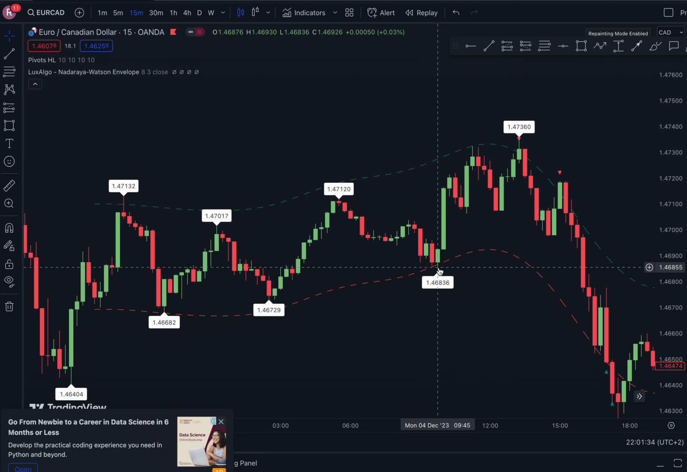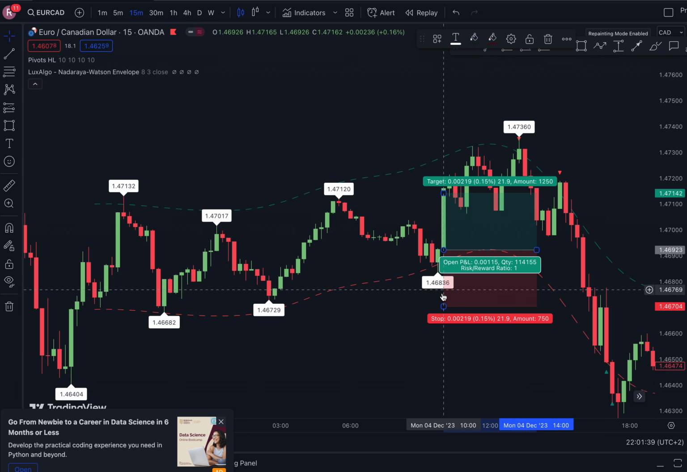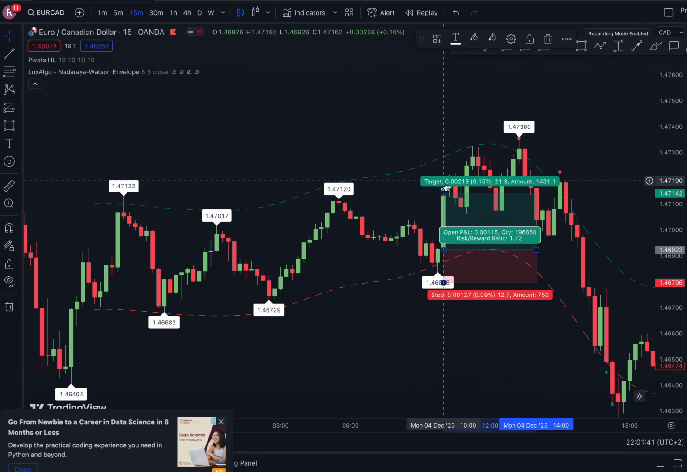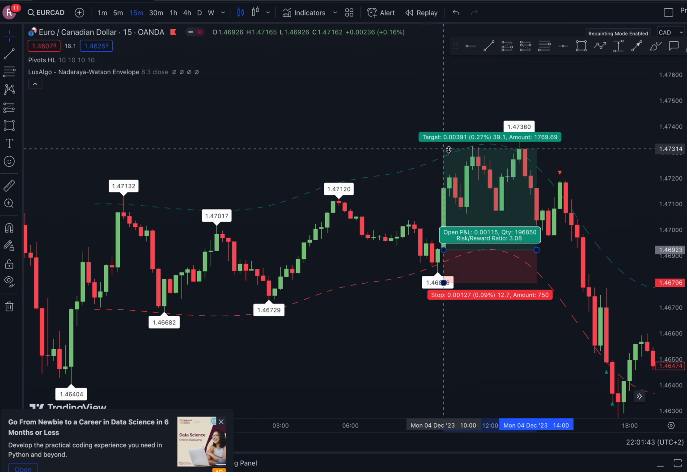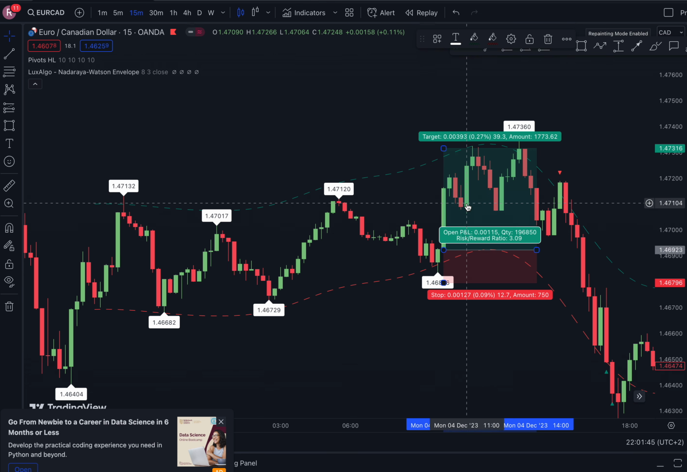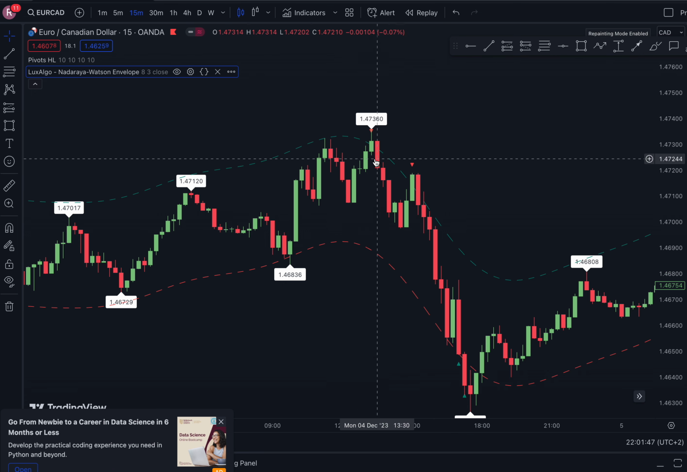touched our Nadaraya-Watson and it gave us a signal, so that was a good buy. That could have been a good, I think, yeah, a good 1 to 3. See that? Then here we have another signal, a very nice strong signal.